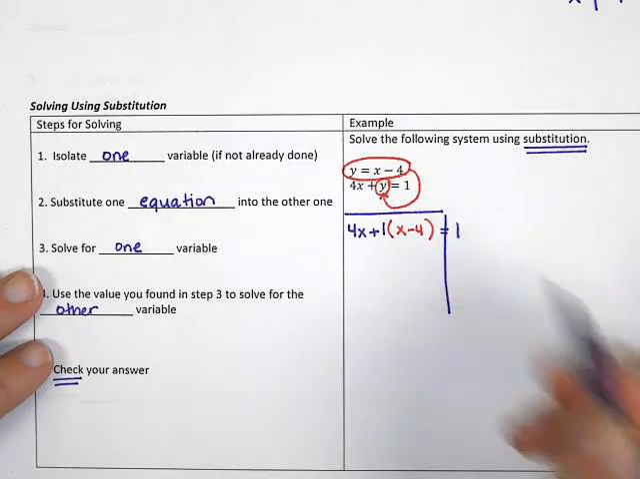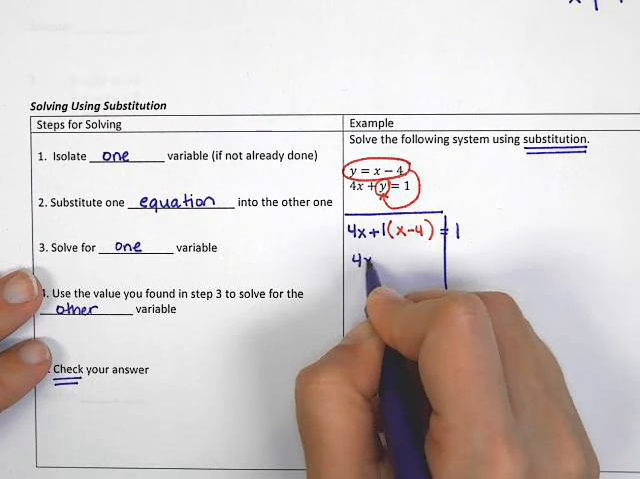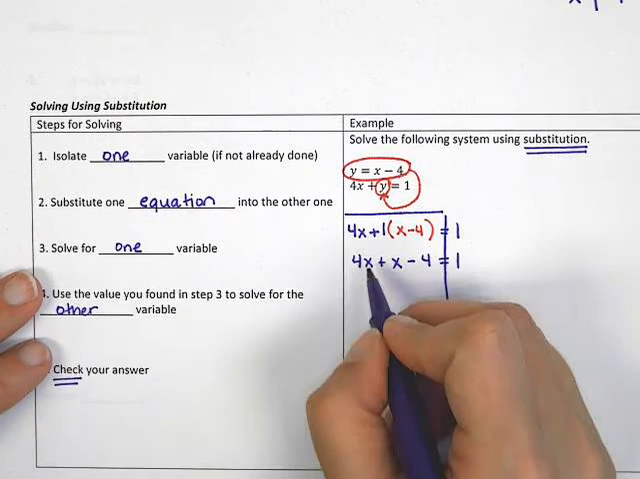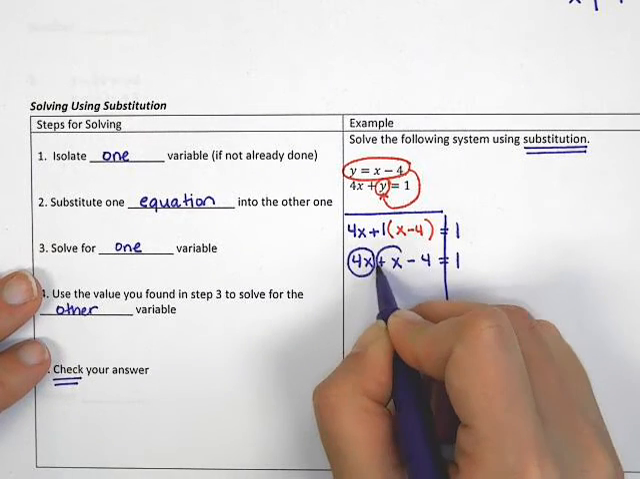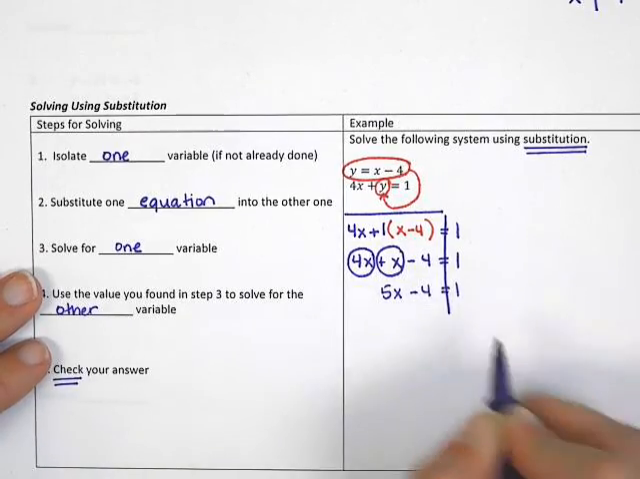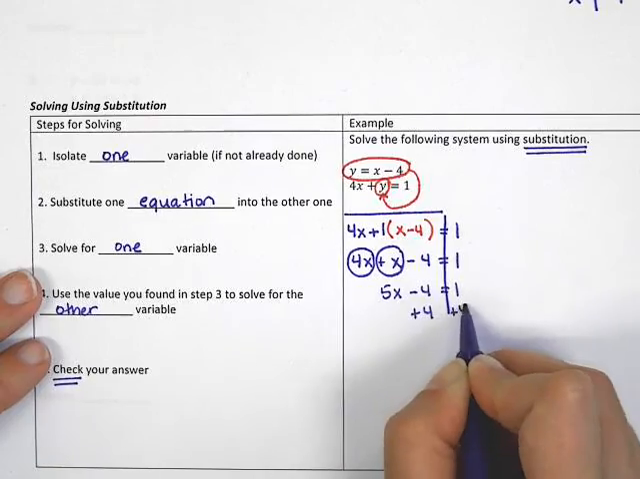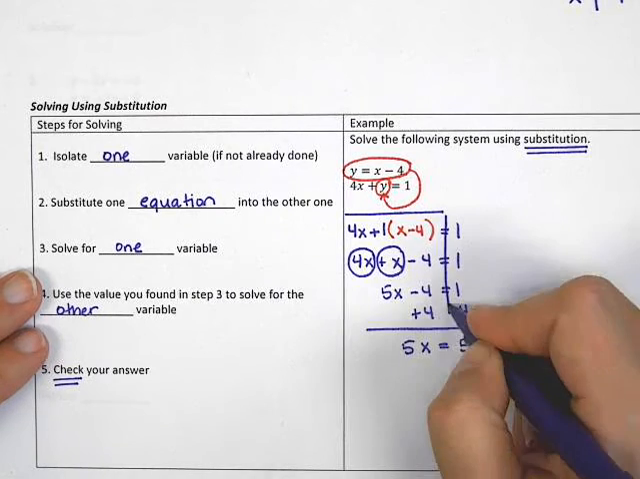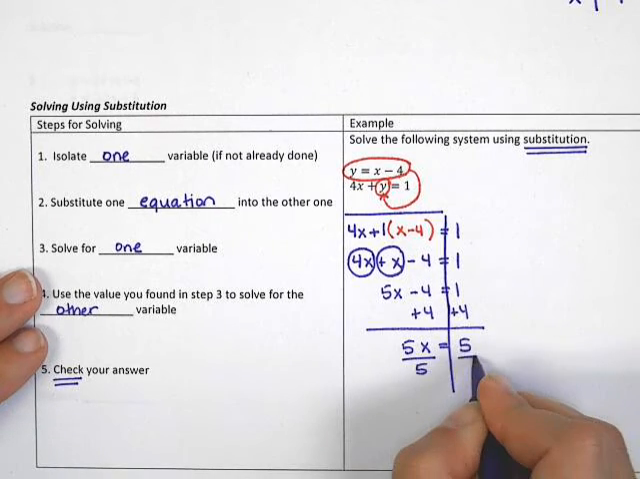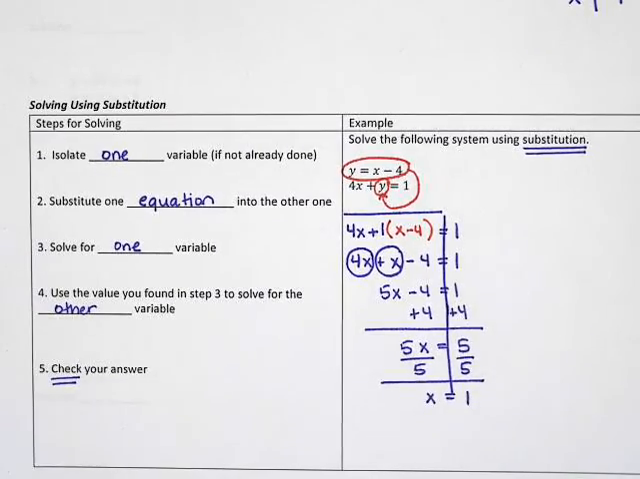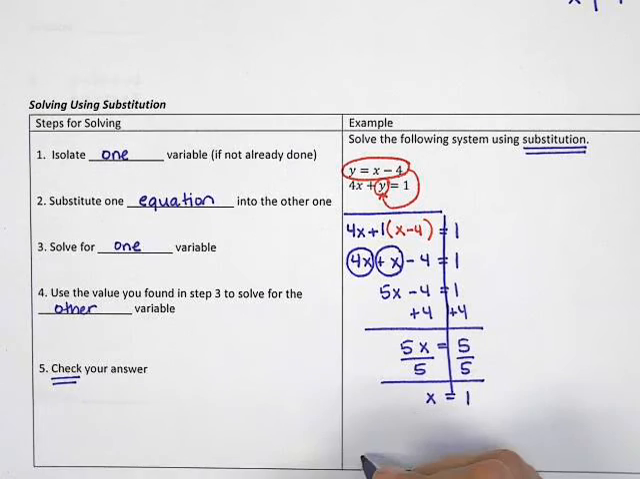Now, let's solve. There's an invisible 1 here, so when I distribute that, I get 4x plus x minus 4 equals 1. 4x plus x are like terms, so we would have 5x minus 4 equals 1. We would add the 4 on both sides, and we would get 5x equals 5. So finally, we would divide both sides by 5, and we would get x equals 1. Now we've got our x. But in our ordered pair, which is our final answer, we also need the y.